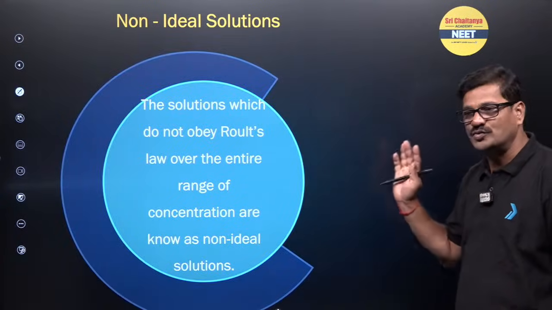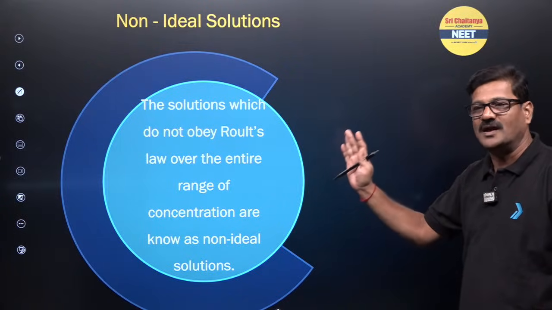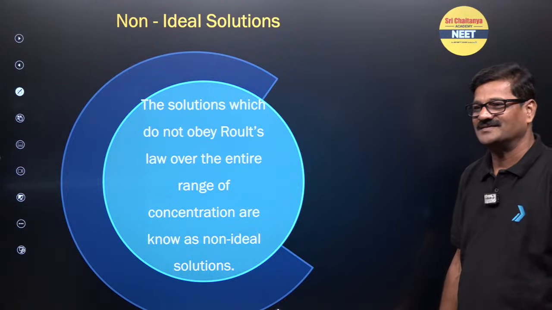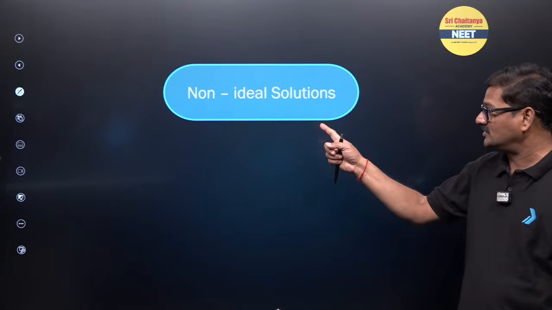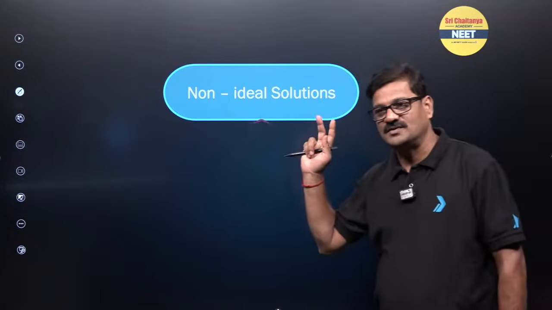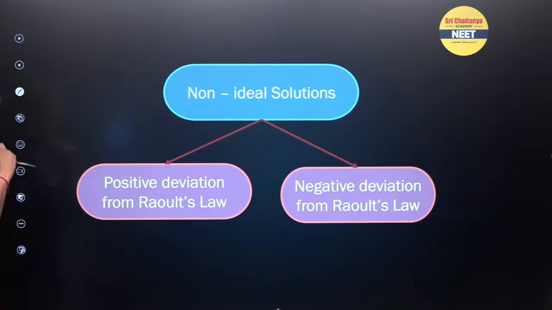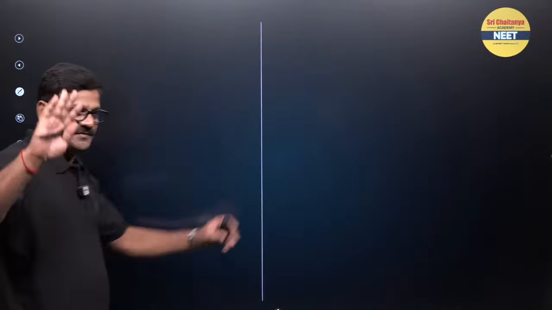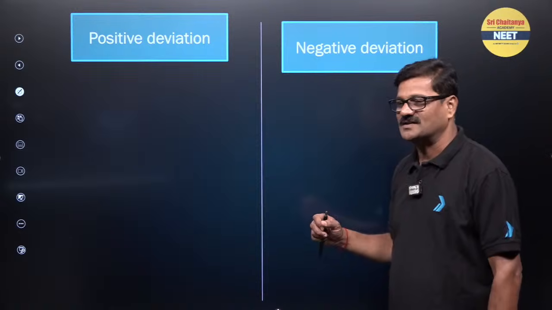Now let us talk about non-ideal solution. A solution which does not obey Raoult's law at all conditions is said to be a non-ideal solution. And that non-ideal solution is of two types. It could be a positive deviation and a negative deviation. What is a positive deviation? So I just want to give you the difference between the positive deviation and the negative deviation here.